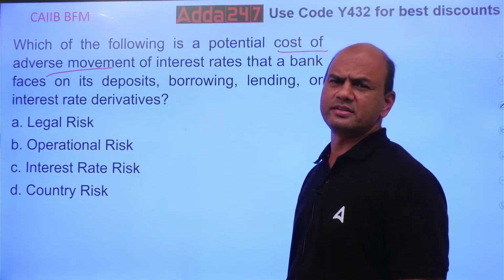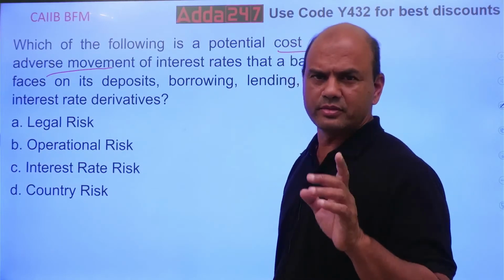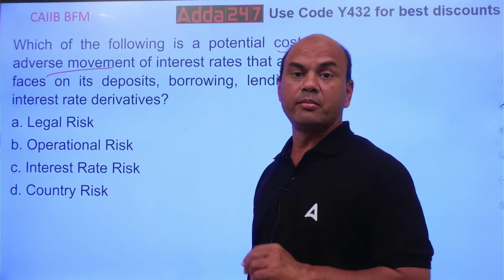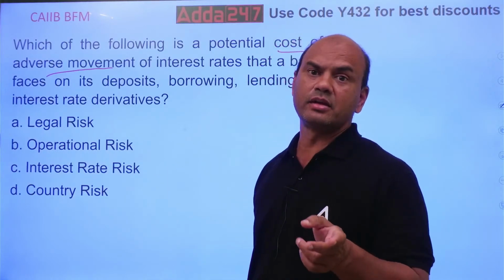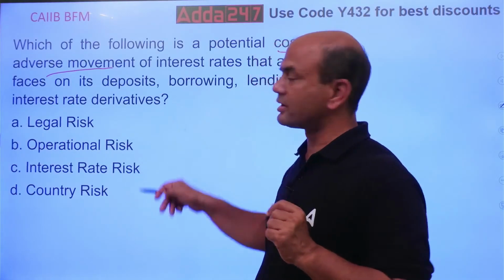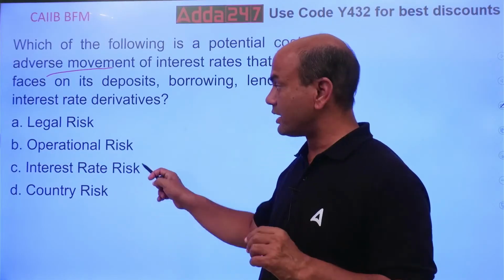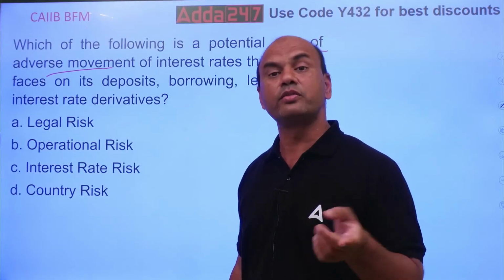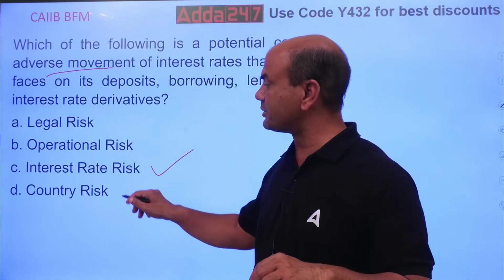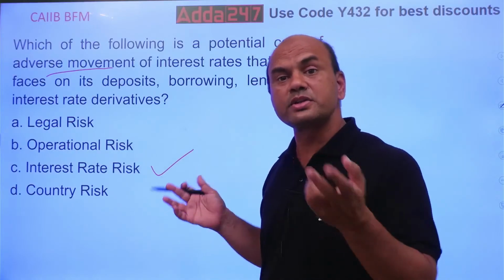What is the answer? All of you have thought of one answer, I know. All of you are thinking that it is interest rate risk. But then your second mind says, such an easy answer, how is it possible? There must be some problem. So what will you do? You know this answer is correct, but you will mark something else. Why? Because you are thinking, how can the question be so simple?